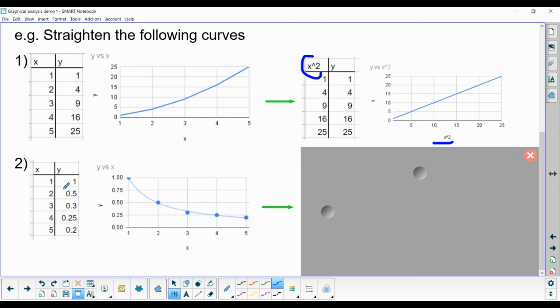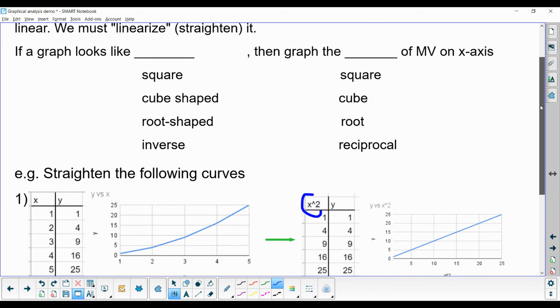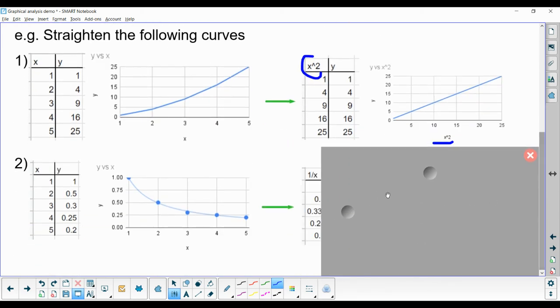Here we have a table of values again, and when we first initially graph this table of values, we see we have an inverse function. And according to our chart on top here, if the graph looks like an inverse, then we should graph the reciprocal values of our manipulated variables on the x-axis. So we need to generate a new data table with the reciprocal values of x.